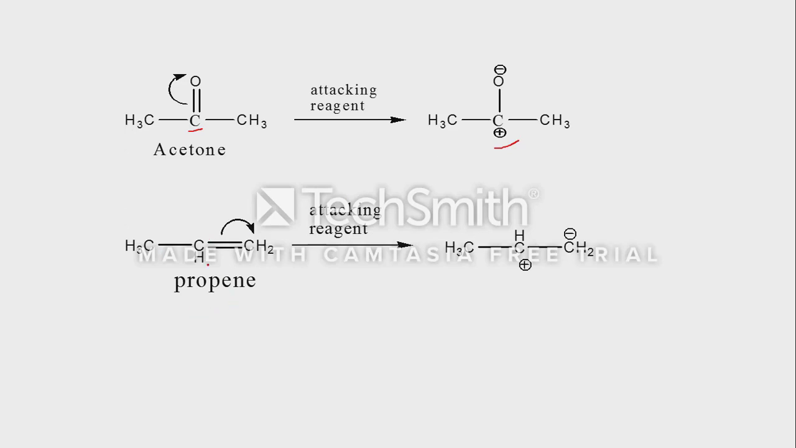Same case in propene. Here an electron donating group, the methyl group, is present. That's why the electron pair of the pi bond of propene is shifted onto this one carbon and not the other, because propene is asymmetric. It produces a negative, electron rich carbon, and the other one is electron deficient.